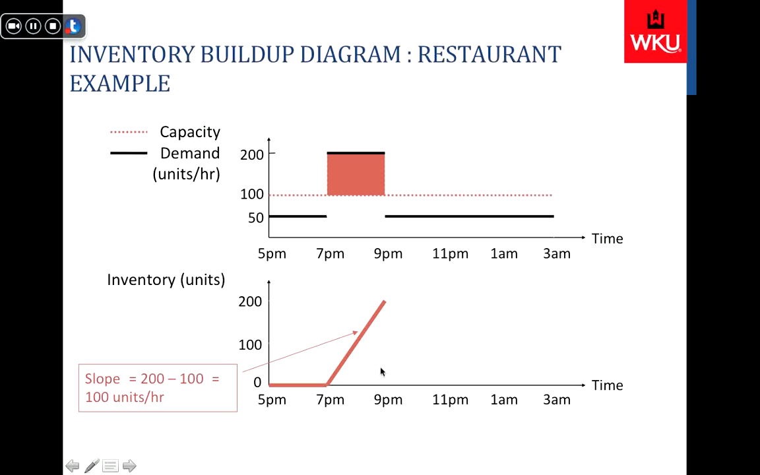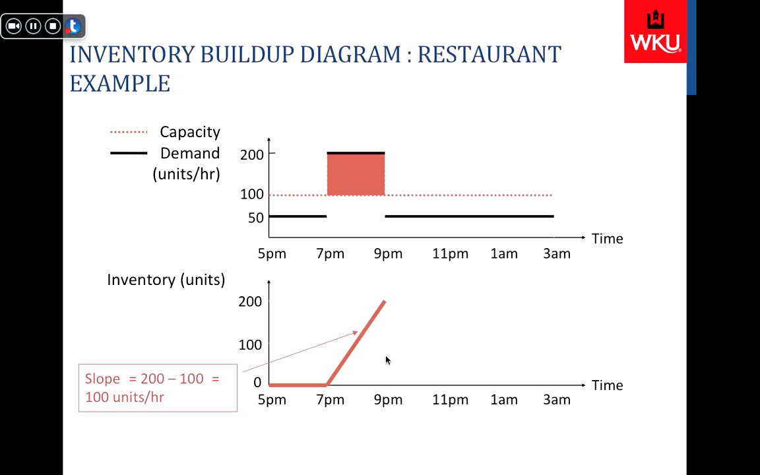After 9 p.m., our demand goes back to the normal demand, which is 50. In this case, we don't accumulate inventory because our capacity, which is 100, is higher than the demand rate, which is 50. But at the end of 9 p.m., now we have a 200 inventory.